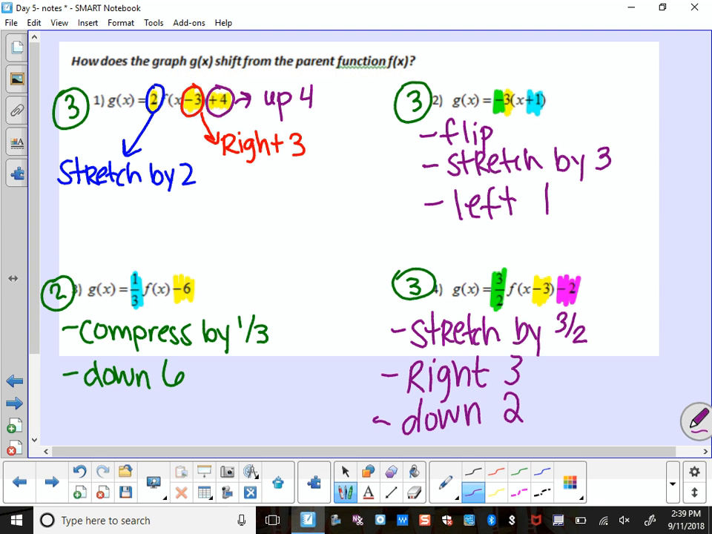You'll get used to this because we do it a lot in Algebra 2. We definitely talk about graphs a lot. Once you learn how to do it, it's easy. We're almost done. All right.